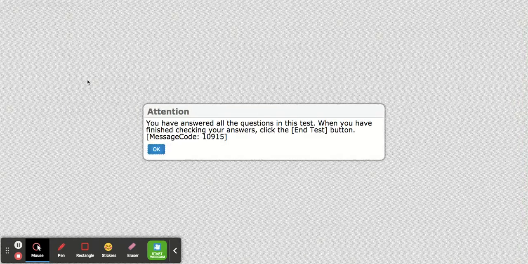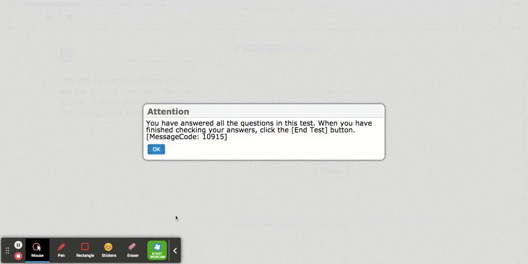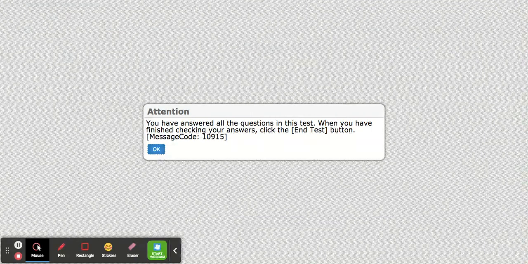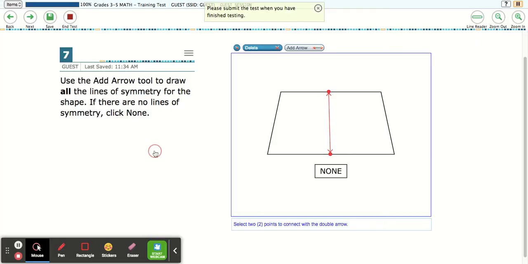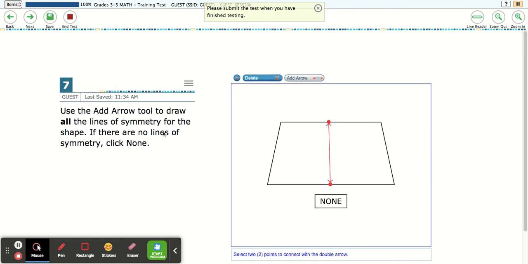And it tells you when you're finished. It says you have answered all questions in the test. When you finish checking your answers, click the End Test button. So I'm going to go, okay. Now it says, please submit the test when you have finished testing. Okay. You will need to go back up here to end your test.